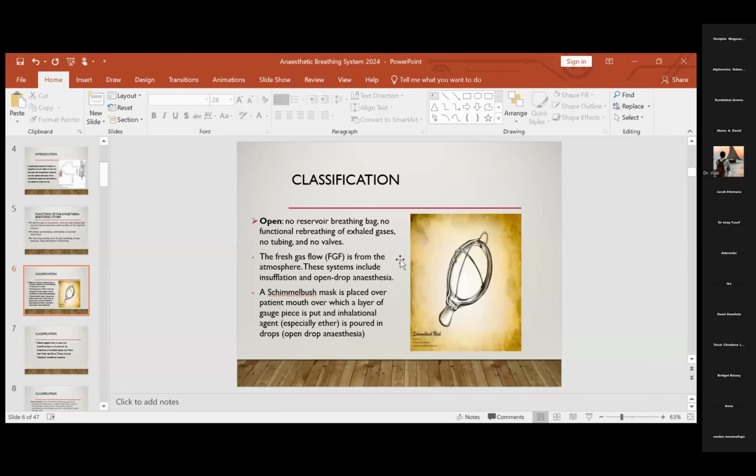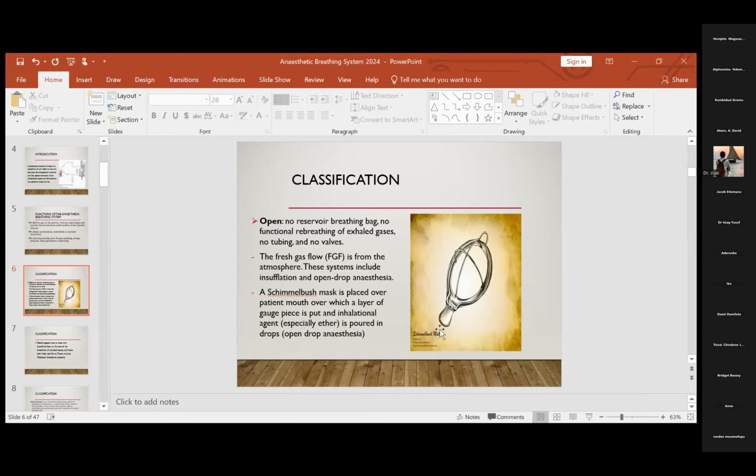And sometimes we use this system in the pediatric age group. Now, the Schimmelbusch mask, that is what you have on the right of the screen, is usually placed over the patient's upper airway, and you put a layer of gauze on the Schimmelbusch mask, and you pour the liquid anesthetic agent upon it, and the patient breathes in. The more the patient breathes in, it takes in the vaporized inhalational agent. So it is the breathing and the mixture with the atmospheric air that vaporizes the anesthetic inhalational agent. So this is how it works. This is known as open drop anesthesia.